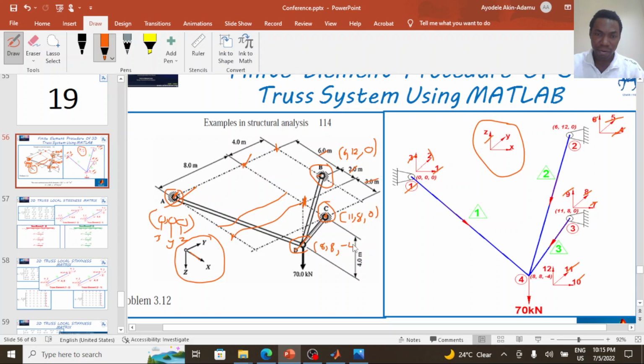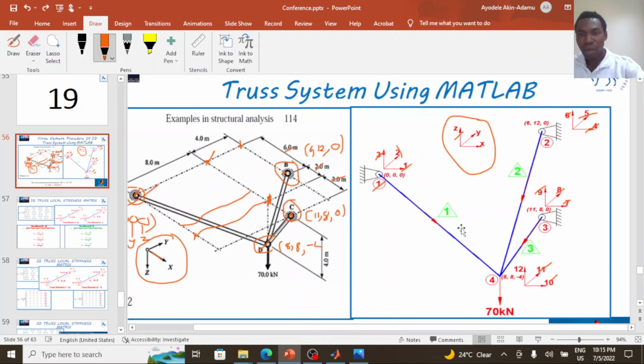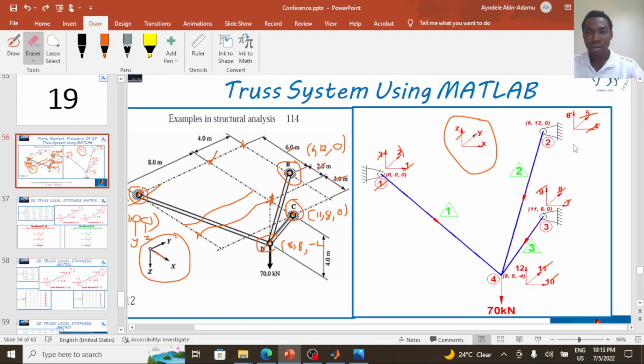Why is it minus 4? Because D is not in the same level with A, B, and C. D is below A, B, and C by 4 meters. So that's why it's minus 4. This is how we define the coordinate values for each node.